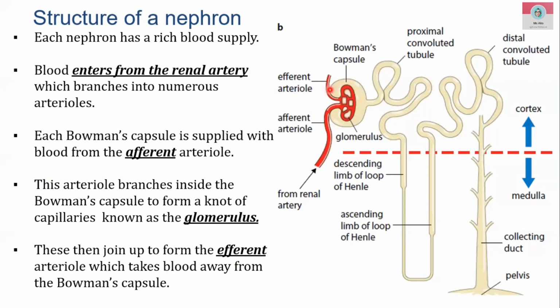Because this is a zoom in, we can go back and describe again. The Bowman's capsule will be connected to the proximal convoluted tubule, and then to the loop of Henle, which is descending because it goes down, and ascending because it goes up. This loop of Henle is in the medulla, and it will then be joined back with the distal convoluted tubule in the cortex. Then it is connected to the collecting duct and eventually the pelvis. This collecting duct and pelvis is in the medulla.